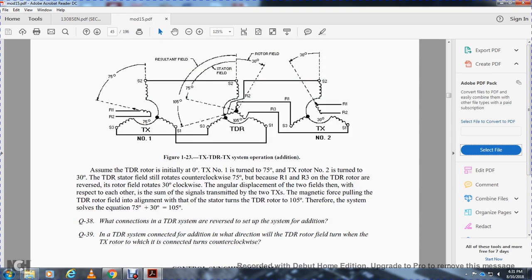Assume the torque differential receiver is initially at 0 degrees. Torque transmitter number 1 is turned 75 degrees, and the rotor of number 2 is turned 30 degrees. The stator field rotates counterclockwise 75 degrees. With rotor 1 and rotor 3 of the torque differential receiver reversed, the rotor field rotates 30 degrees clockwise, so the angle of displacement of the two fields with respect to each other is the sum of the signals transmitted. The magnetic force pulls the torque differential receiver rotor field into alignment with the stator field at 105 degrees. Therefore, the system solved the equation 75 degrees plus 30 degrees equals 105 degrees.